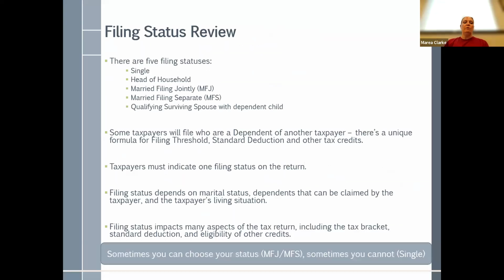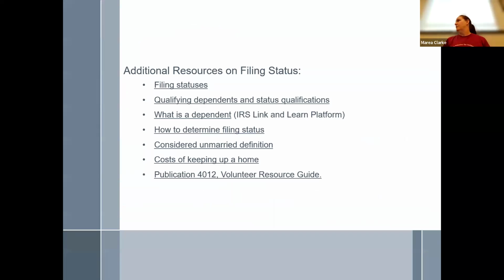All right, so quick review. Five statuses: single, head of household, married filing joint, married filing separately, qualifying surviving spouse. Some of those require that you have a child. Some of those require that you be legally married or not legally married anymore, and it impacts your ability to claim some tax credits. Sometimes you can choose, like with married filing joint or married filing separately, and sometimes you cannot, like with single.